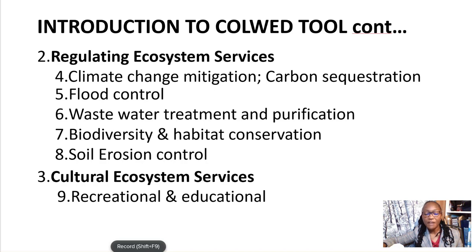Then number seven, we have biodiversity and habitat conservation. And then number eight, we have soil erosion control. And this is done by either a terrestrial ecosystem that is able to slow down the movement of water, or any other managed ecosystems such as agriculture, where you grow crops and actually ensure soil erosion control.